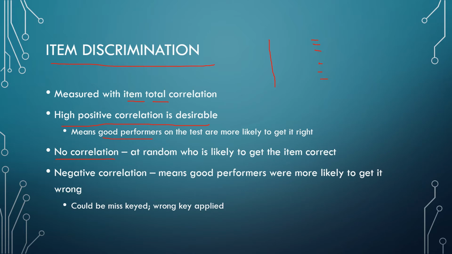No correlation means it's pretty much random who is likely to get the item correct, and we don't want that. We don't want good and bad test performers to have an equal chance of getting it correct. Negative correlation means that good performers were more likely to get that question wrong. That can sometimes occur naturally, but it could mean that the test question was miskeyed, or the wrong key was applied. So it was marked as an A that was correct, but it should have been D, and when you relook at the test content, you see that you applied the wrong key.